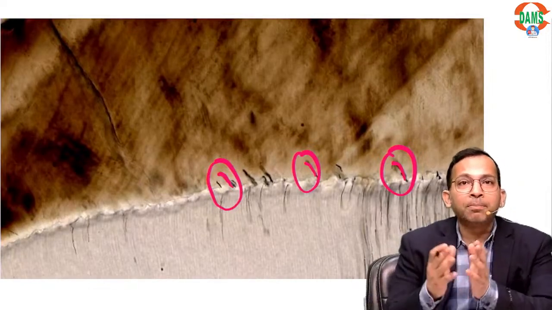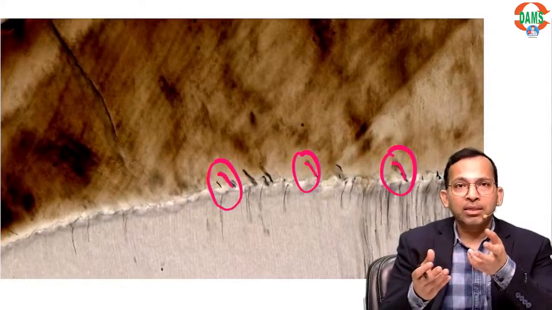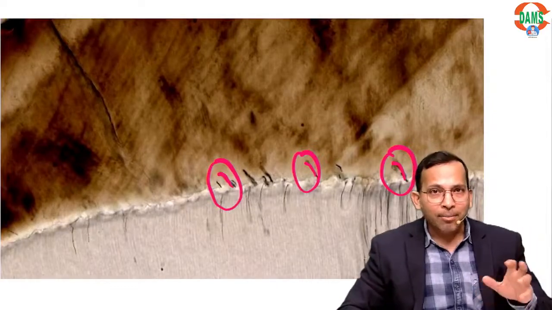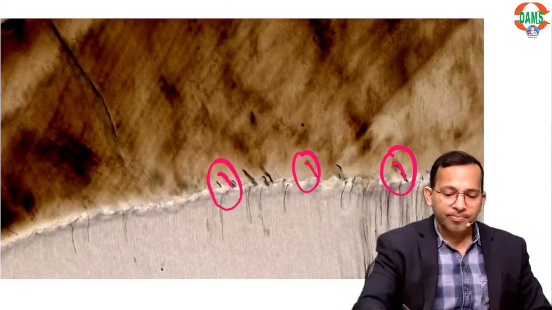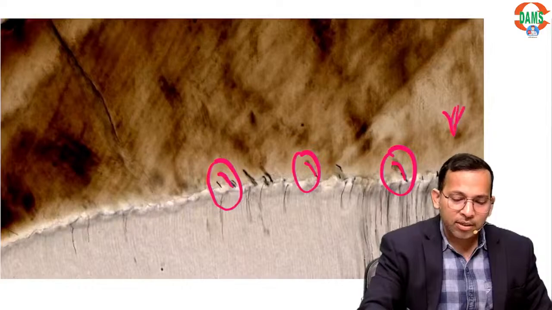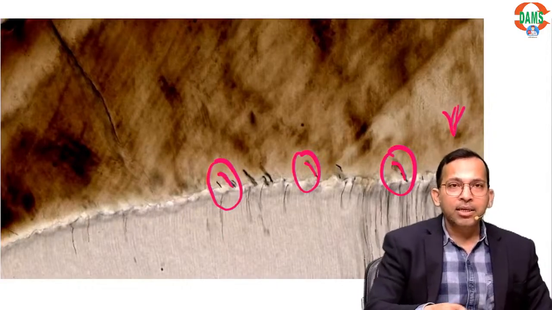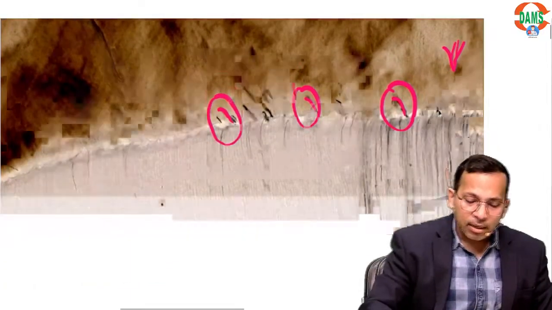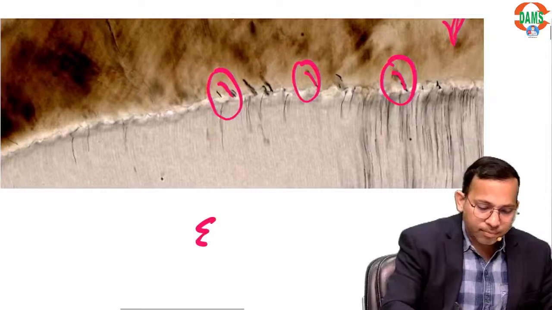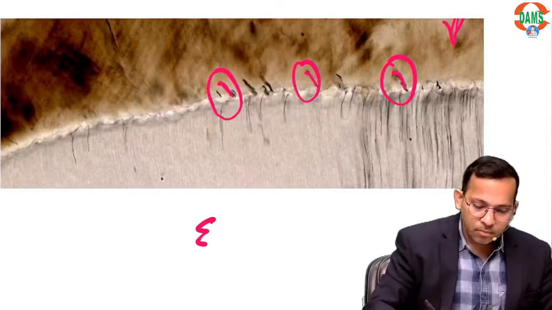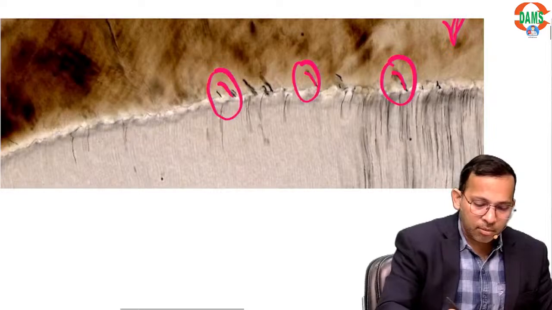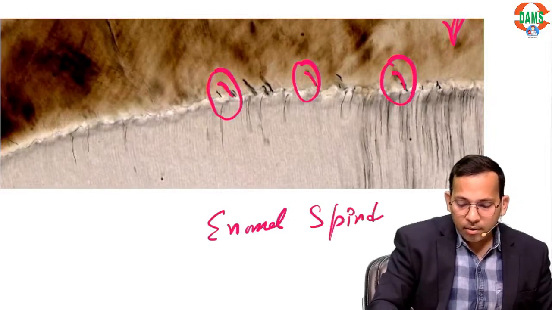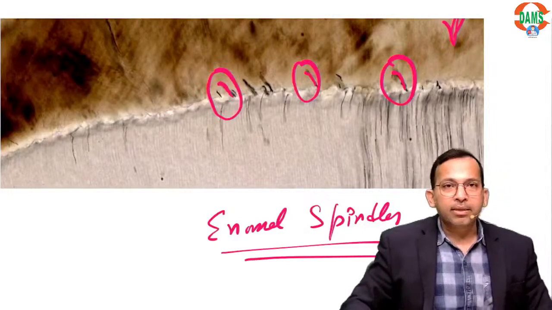They do not appear to be branching like the tufts of the grass. So you cannot call them enamel tufts, because enamel tufts will show distinct branching, right? The enamel tufts will show distinct branching like this, but these are showing more or less of a comma-like structure, and hence these are nothing but the enamel spindles, right? These are enamel spindles.